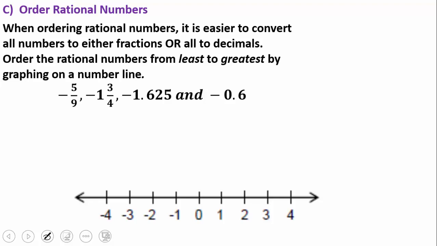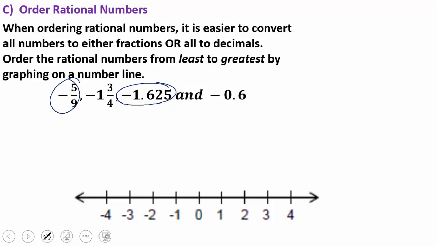Now, most people can compare decimals much quicker than they can compare fractions. So I would make a high recommendation that when you are given rational numbers to order and they give you both fractions and decimals, that you convert them all to decimals. Much easier to compare when you do it that way.